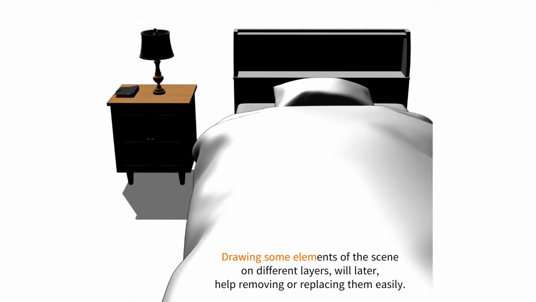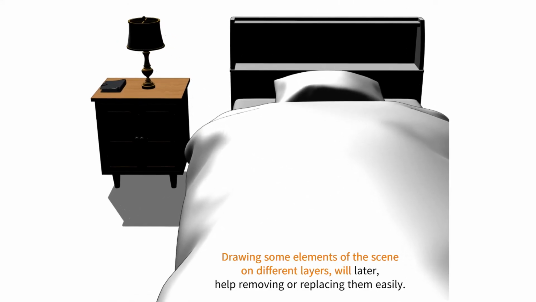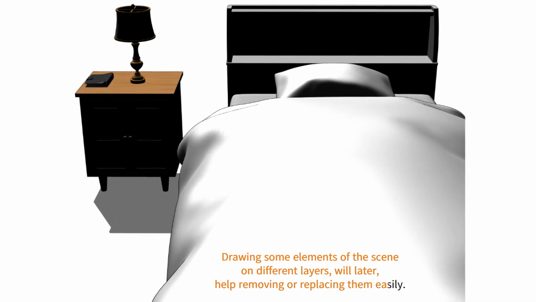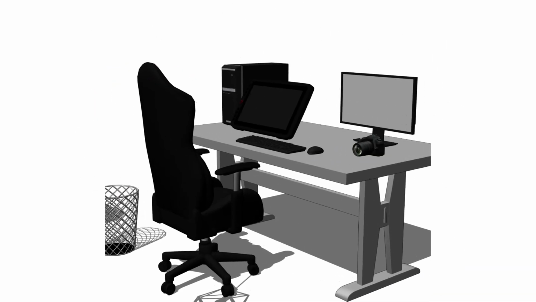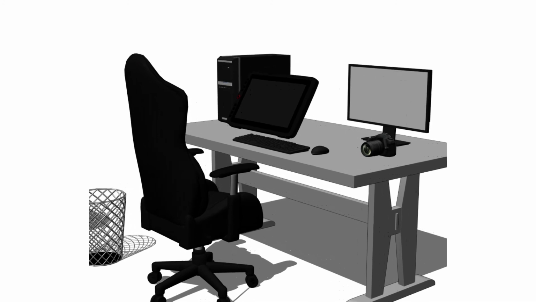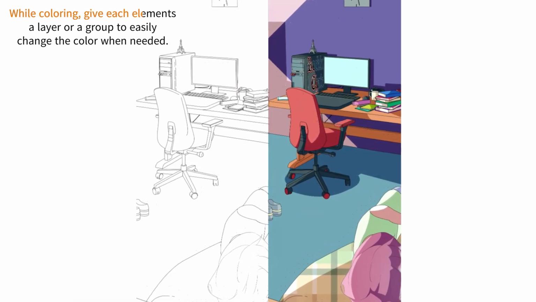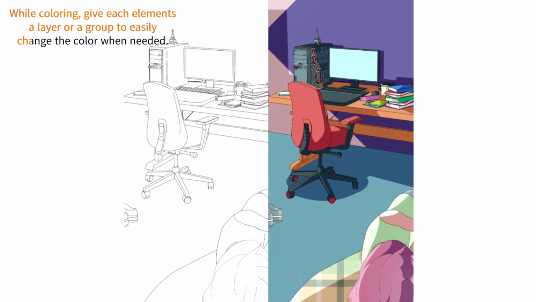Drawing some elements of the scene on different layers will later help removing or replacing them easily. While coloring, give each element a layer or a group to easily change the color when needed.